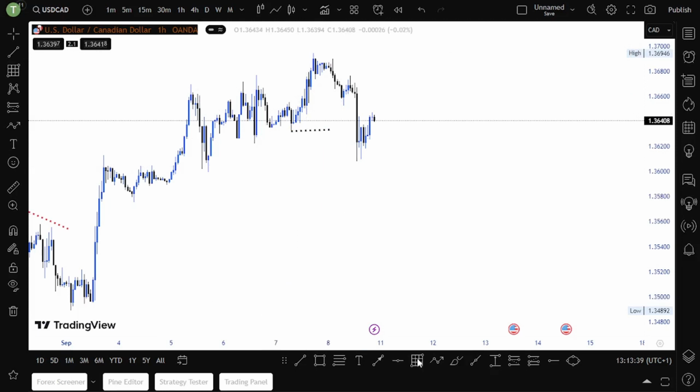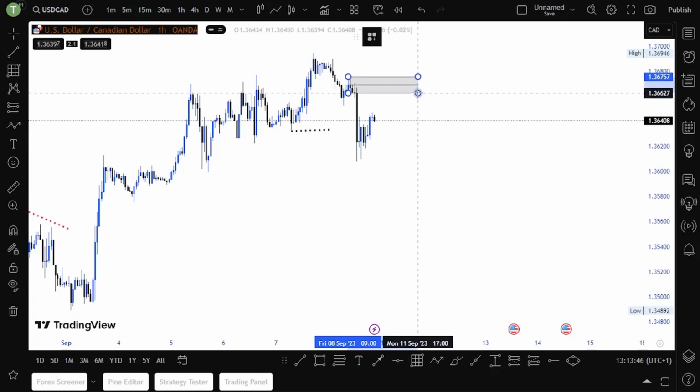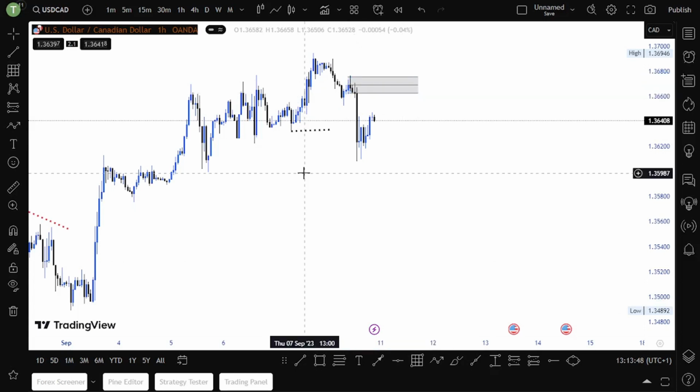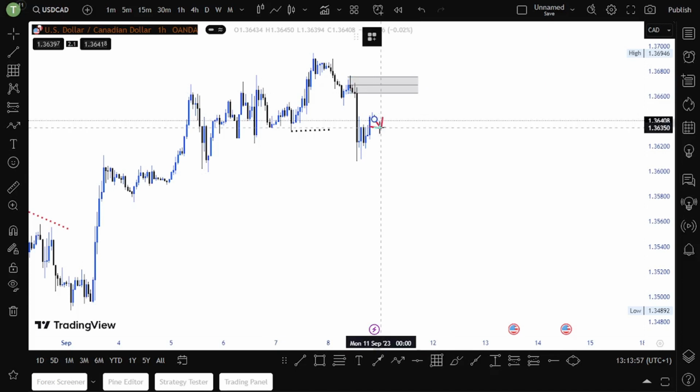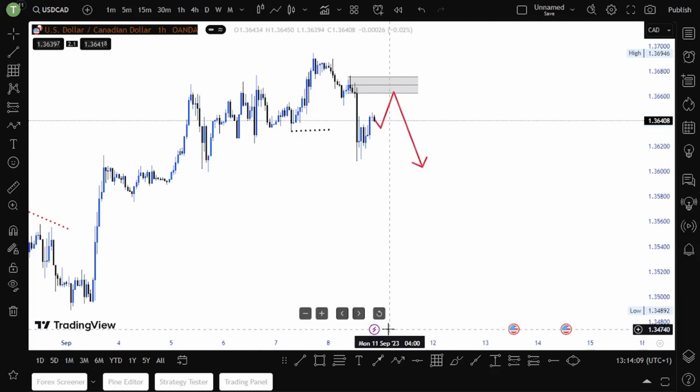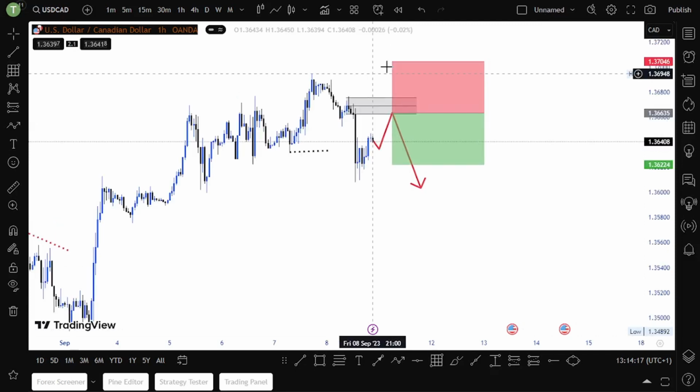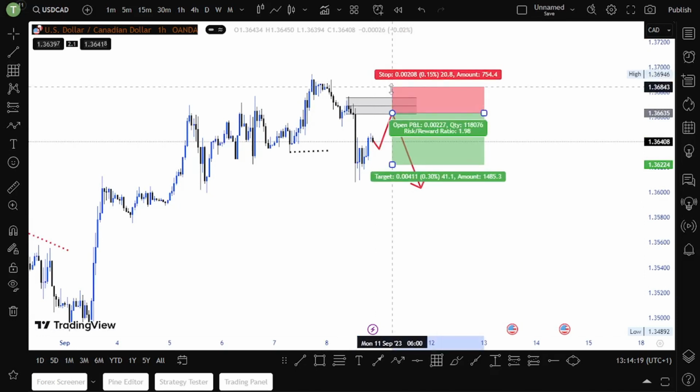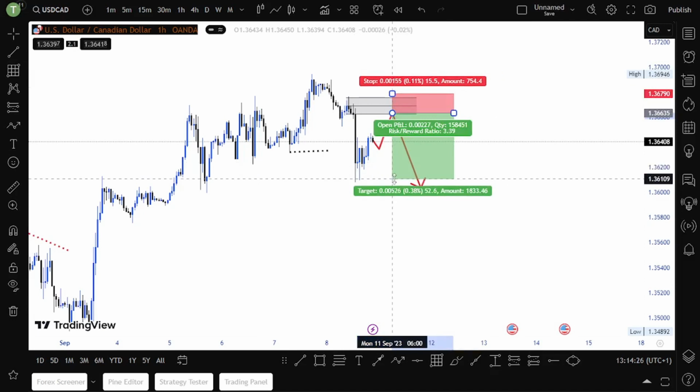What do we do in this case? We put our supply zone here, and then I'm waiting for price to tap into this supply zone, and then I would sell. So I'm just waiting to sell USD CAD on H1, guys. This is a nice entry for our sales on USD CAD. You put your stop loss somewhere here, and then you target a 1 to 2 or 1 to 3 risk reward ratio, guys.